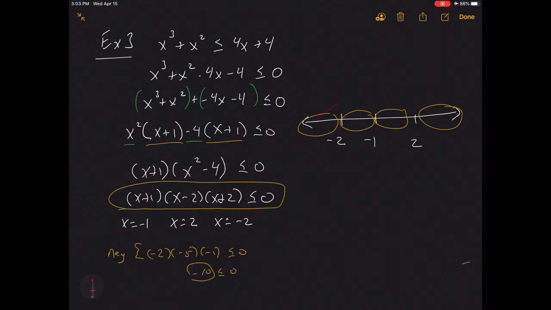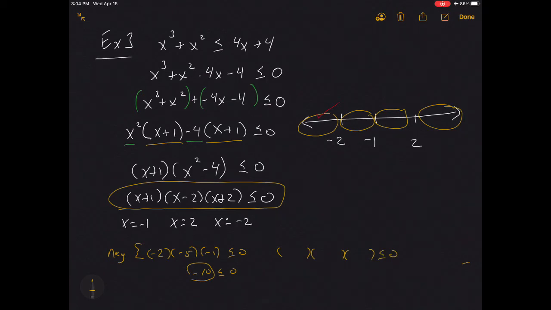Let's check something in between -2 and -1. Now this is where I was talking about you don't have to necessarily multiply or add and subtract these numbers out. What you really need to do is figure out what the sign of each parentheses is. That's the most important thing. So the first one was x plus 1, then x minus 2, then x plus 2. We want to see if this is less than or equal to 0.